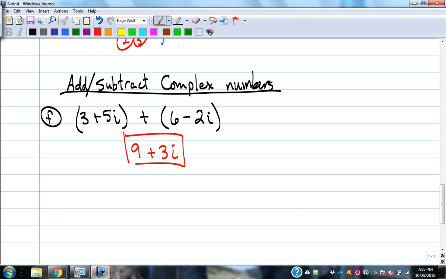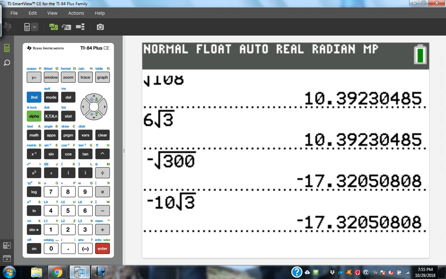I want to show you a nice little trick with your calculator. As I've told you, I'll be honest with you about shortcuts. Here's a shortcut. I don't know if it's a shortcut or not, because adding and subtracting is pretty easy. Parentheses 3 plus 5. To get the i on your calculator, you're going to hit second and then the decimal point. And it'll put an i right there.